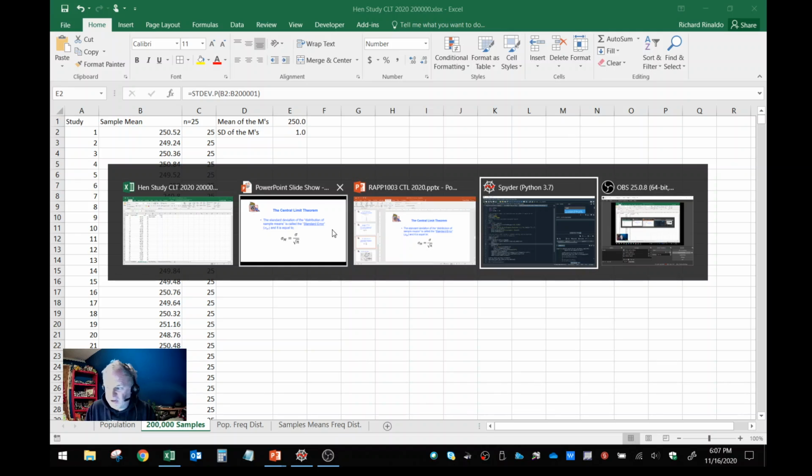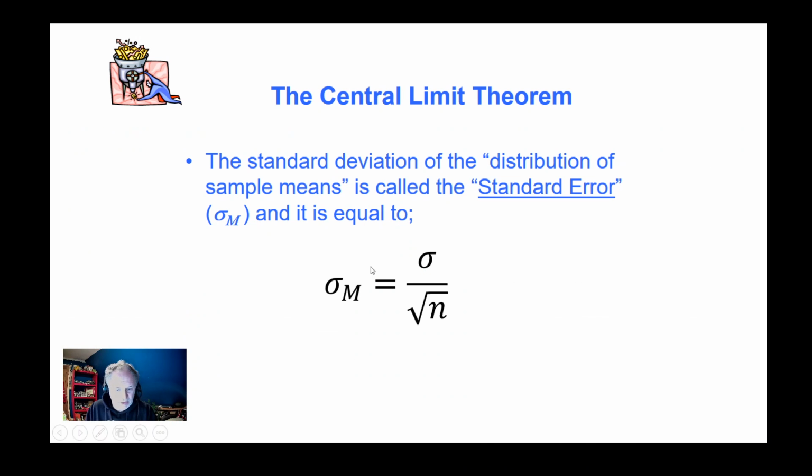And with the central limit theorem, I don't actually have to run a simulation. All I have to do is apply this formula or this theorem. As long as I know the population standard deviation and I know my sample size, I can calculate the standard deviation for the distribution of sample means.